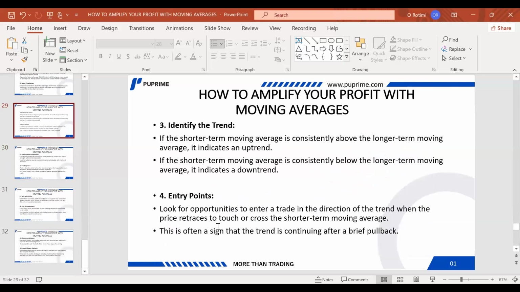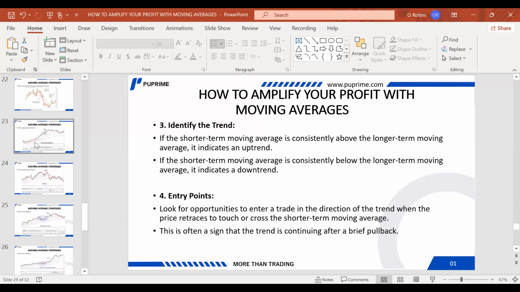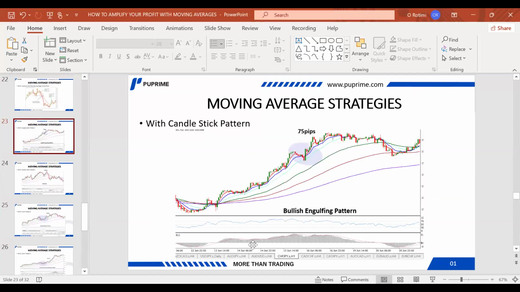Number 4 is we now identify our entry point. Look for opportunities to enter a trade in the direction of the trend when the price retraces to touch or cross the shorter term moving average. This is often a sign that the trend is continuing after a brief pullback. So you can even decide to get your own strategy aside from the ones that we've shown you here. This is what we're saying.